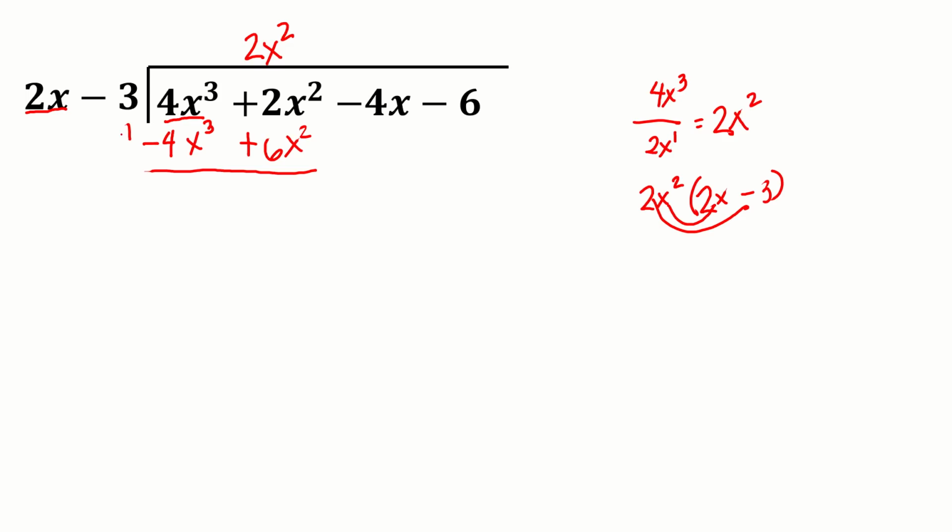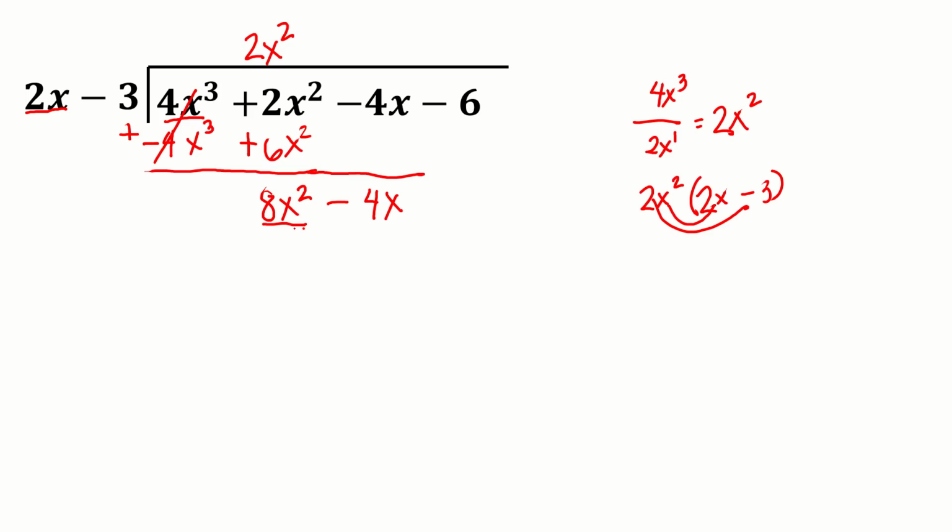Then, proceed to addition. 4x cubed plus negative 4x cubed. So, this will be 0. Then, 2x squared plus positive 6x squared. So, 2 plus 6 is 8. Then, copy the variable at yung exponent. So, x squared. So, now, is bring down the next term. So, bring down negative 4x.